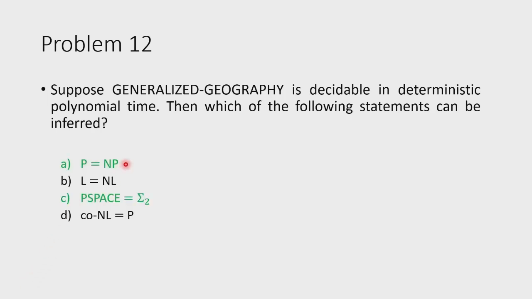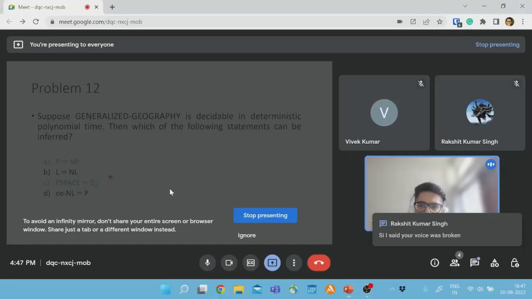Okay, so the answers are A and C. P equals NP and PSPACE. Just a second. Either someone puts it in the chat or.